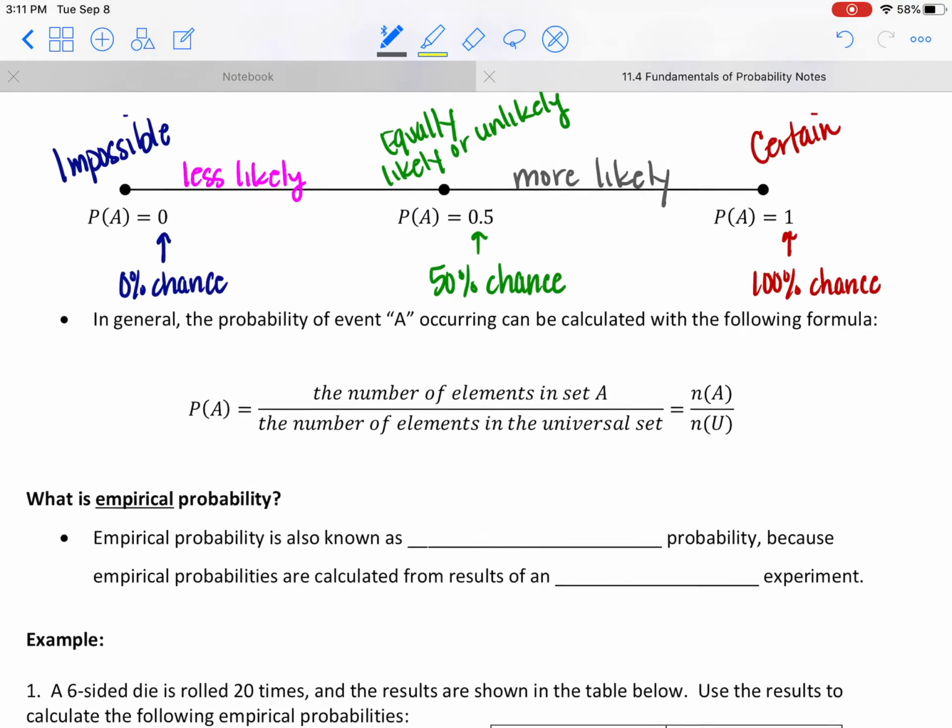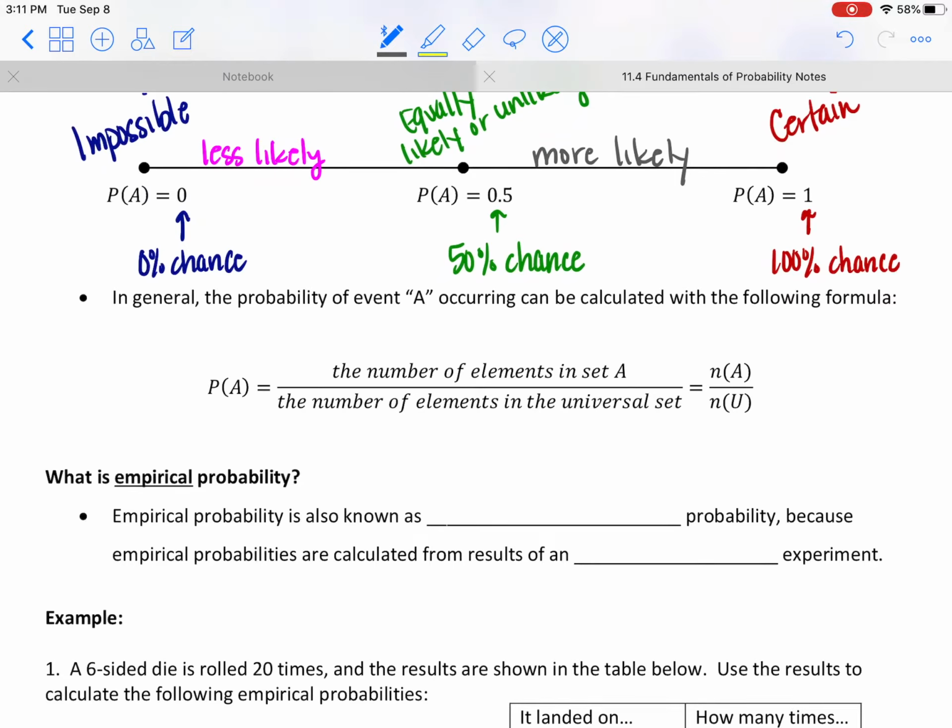In general, how do we go about calculating a probability? Again, just to relate this back to what we were doing before with sets, the probability of event A occurring is going to be the number of elements in set A. So here's our notation for that: the number of elements in set A divided by the number of elements in the universal set. Now that might sound a little complicated or even look a little complicated, but again, I want to tie this back to what we were doing before.